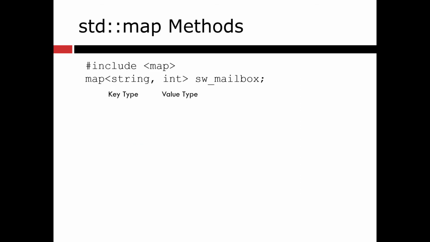Okay, so let's look at some methods. If we want to make something, right, we want to make this Star Wars mailbox, we're going to define it as a map, and we have to define both of its types. So in this case, the key type is going to be a string, and then the value type is going to be an int. So I'm going to be mapping strings to ints.